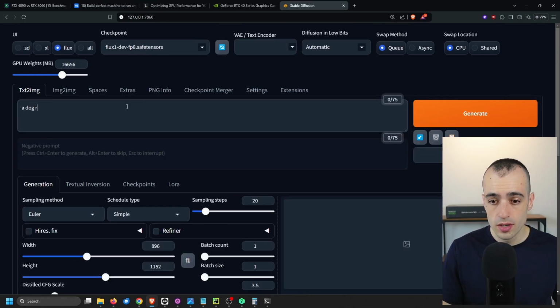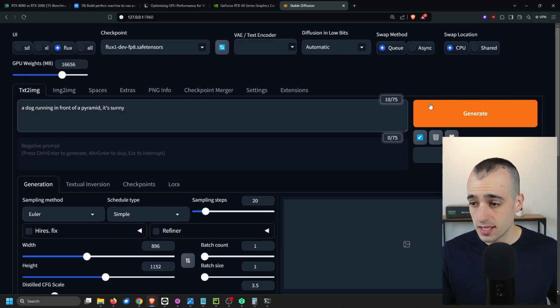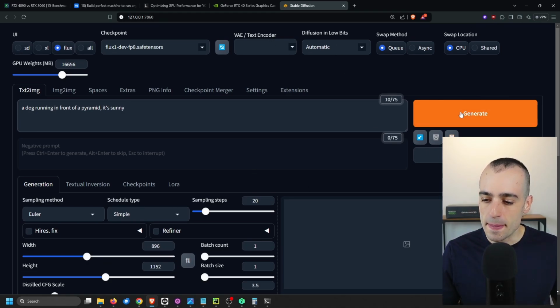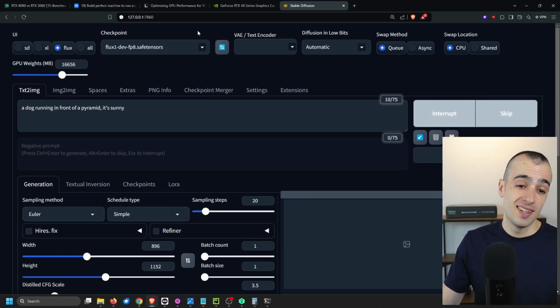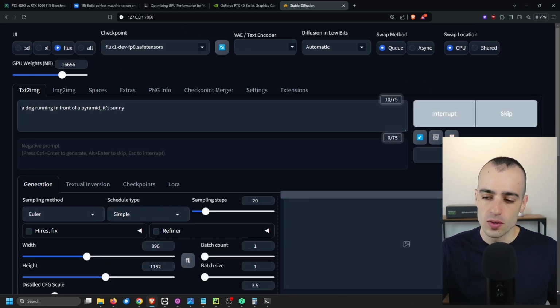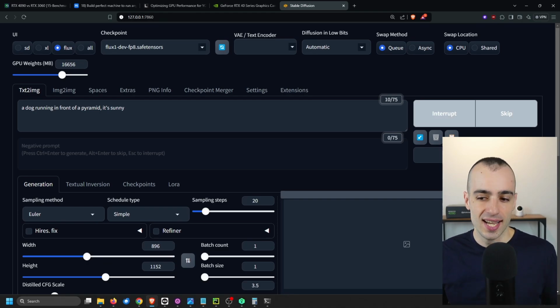A dog running in front of a pyramid. It's sunny. What else can I put? Let's leave it like this. And of course, for an image generator, the more information you give, the better the quality of the image. Now it's only for testing the speed and so on.